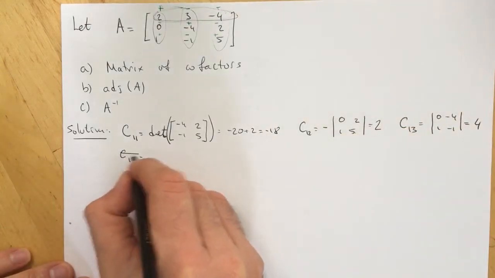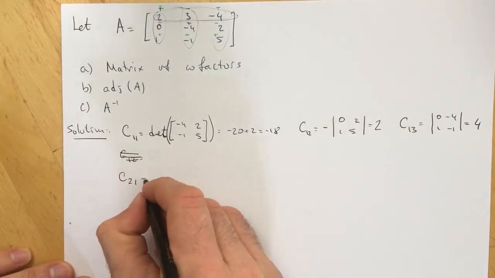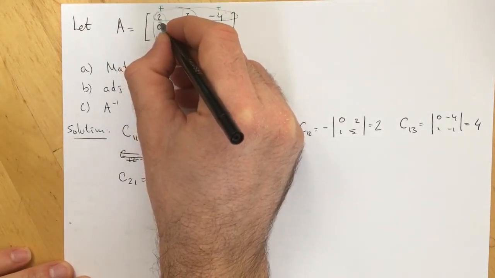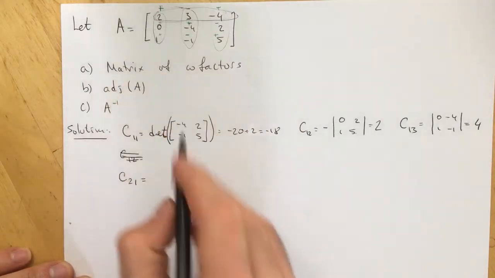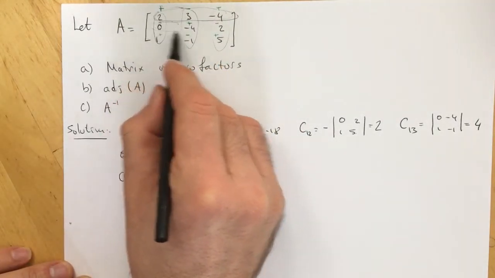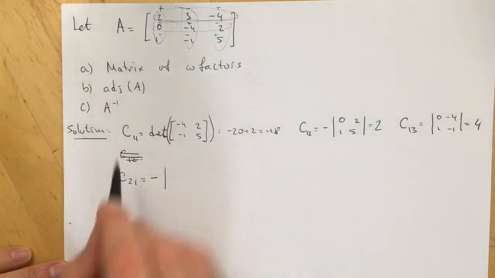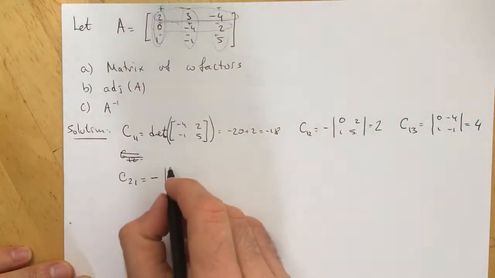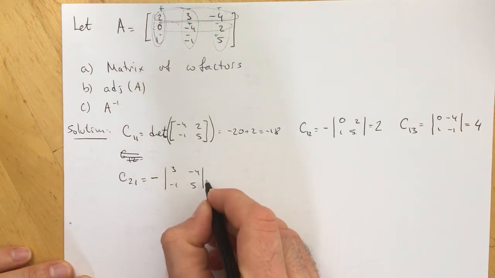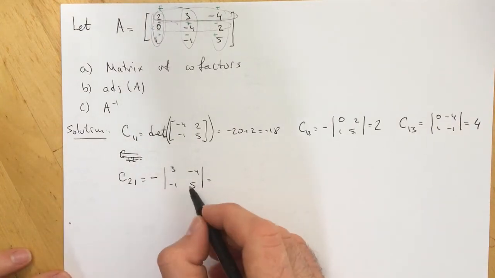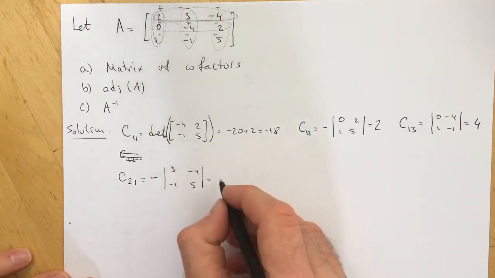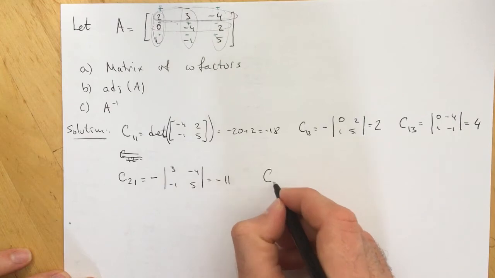Okay, now C21 is this term here, so I'm taking out this term. As you can see in front of it, I have minus, so minus the determinant. When I take out the second row and first column, I'm left with the submatrix 3, negative 4, negative 1, 5, and that's equal to 15 minus 4 is 11 with negative in front, negative 11.